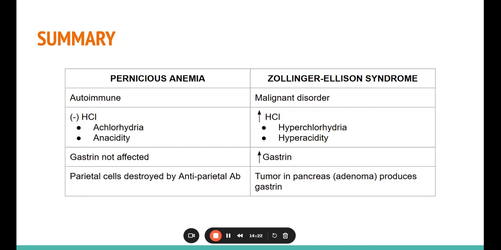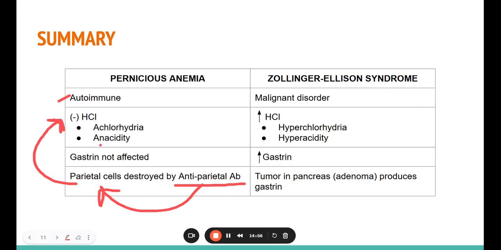Here we have the summary of the two conditions that we just discussed. Pernicious anemia is an autoimmune disorder. Since it is autoimmune, it produces autoantibodies, namely the antiparietal cell antibody. This antibody will destroy the parietal cells. Since the parietal cells secrete HCl and they are being destroyed in pernicious anemia, there is no HCl produced. Thus, the term is achlorhydria or anacidity.